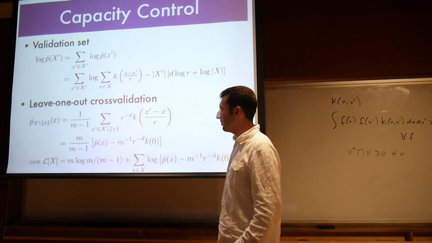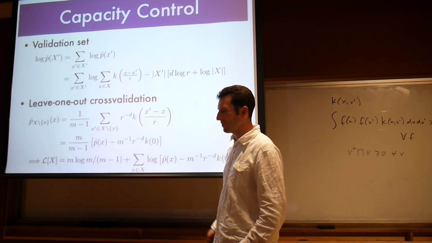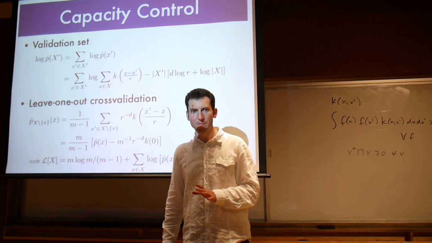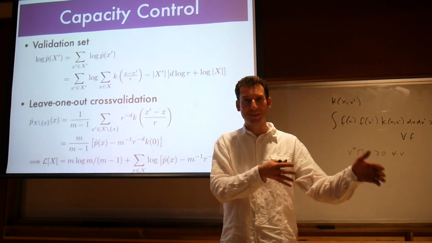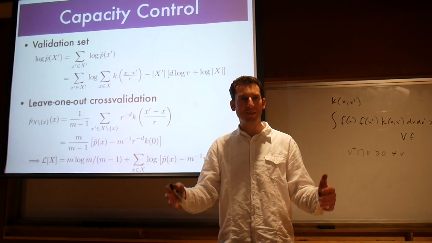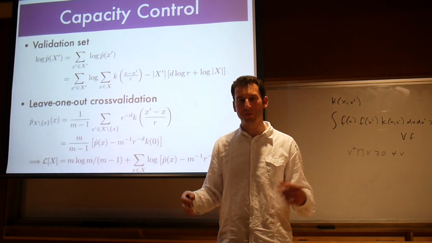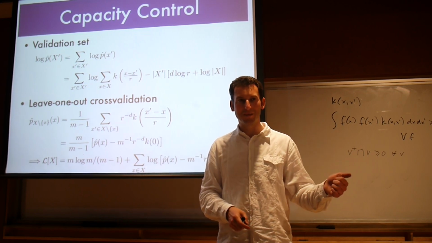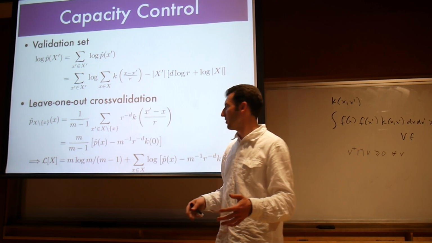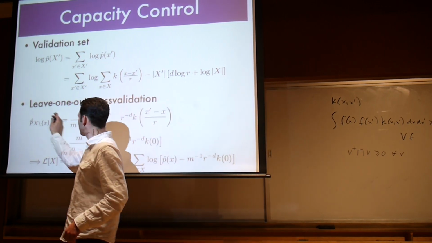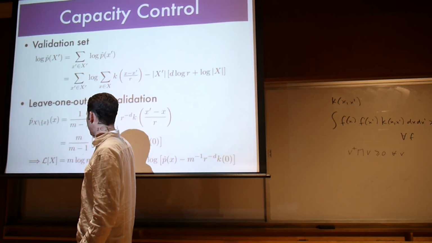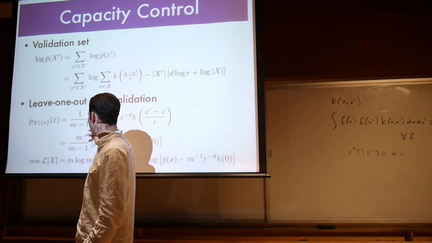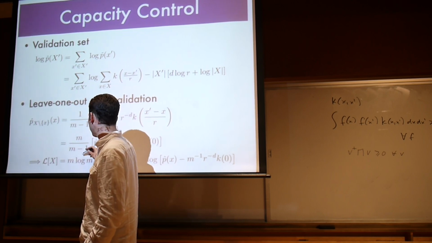Now, for leave-one-out cross validation, it's actually even simpler. Basically the idea is we take all the data but a single instance. We compute a density estimate using all the data but that instance. We then look at the likelihood for that instance. And we average that log likelihood over all the instances in the entire data set. So this is essentially a flavor of a leave-one-out estimate.